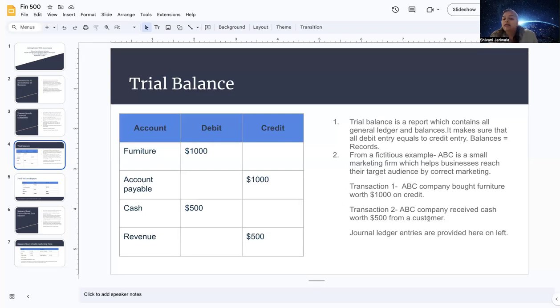Another is that ABC company received cash worth $500 from a customer. So my customer has probably, let's say, asked me to do a week of free marketing for them. Sorry, not free, $500 worth marketing. So the customer has paid me $500. So as I said, debit is what comes in and credit what goes out. So debit is my $500 that I got. Okay. So that is going into my revenue, right? So yes, this is my basic trial balance account.